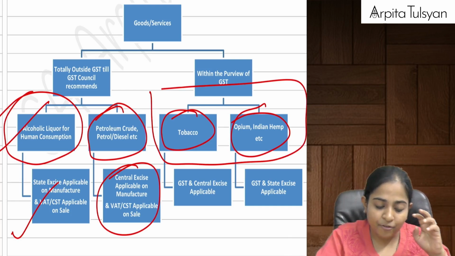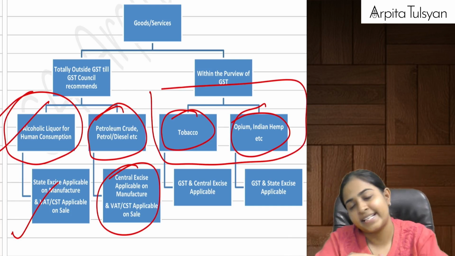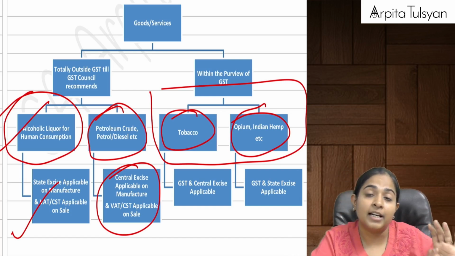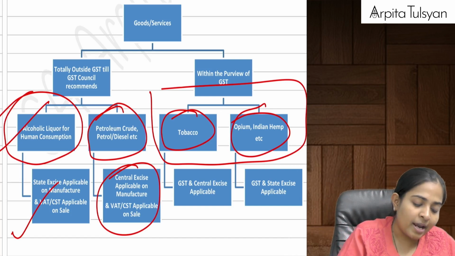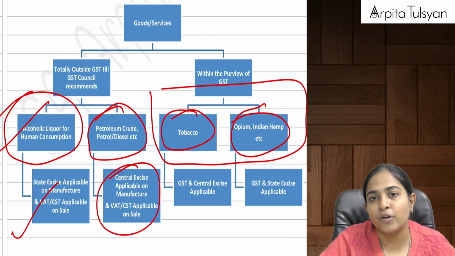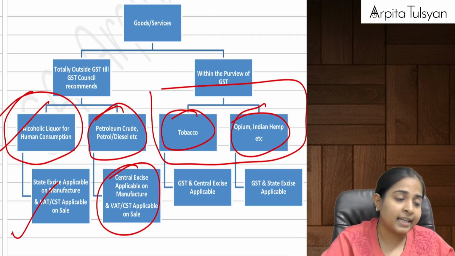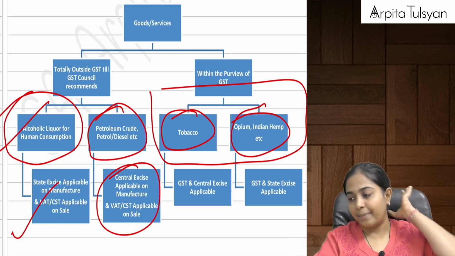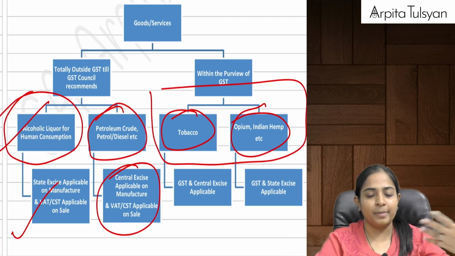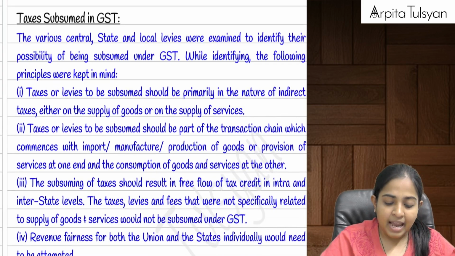Okay, at the time of manufacture, central excise or state excise is applicable, and at the time of sale, GST is also applicable. Okay, alcoholic liquor is totally outside the purview of GST. Petroleum, diesel, natural gas, petrol, etc. On that, GST will be applicable, but from a notified date, which will be notified later on. Are you clear with this?